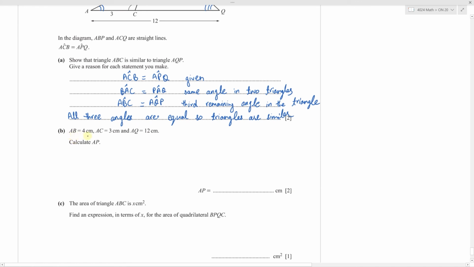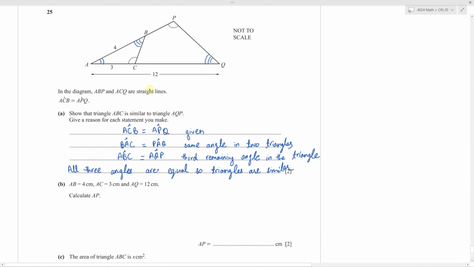Part B is you're given AB is 4, AC is 3, AQ is 12. Calculate AP. So since the triangles are similar, that means the ratio of their corresponding sides will be equal. So I need to find AP. What is AP is in this triangle, which is the bigger one, AQP. So what is the corresponding side for AP in the smaller triangle ABC? So if I look at this statement which is given, show that triangle ABC is similar to triangle AQP. So I have AP, first letter and the last letter. So that means the corresponding side is AC.